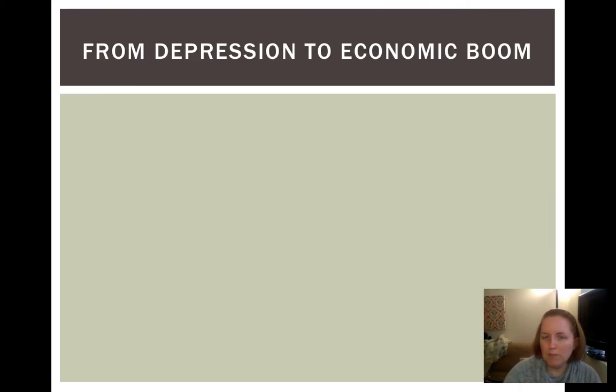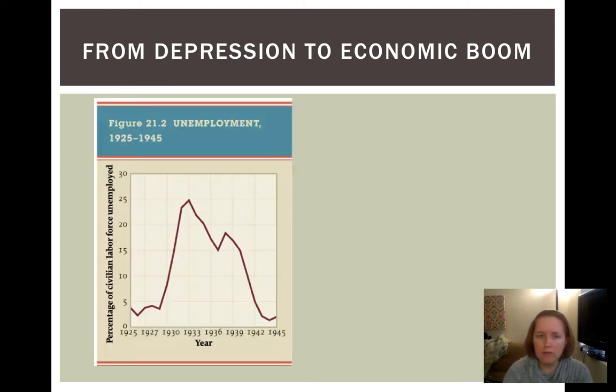Now, probably the biggest single effect of the U.S. entering World War II is that the war ends the Great Depression. Prior to the U.S. entering the war, the economy had been pretty stagnant, and you can see that in this chart of unemployment. All the way up to 1940, unemployment never falls below 15%.